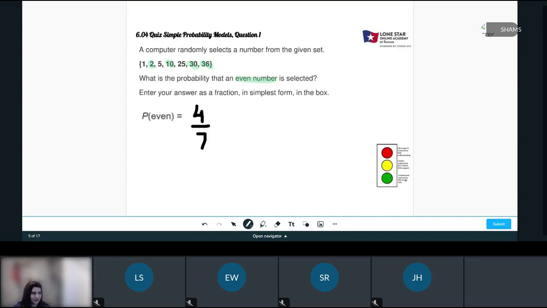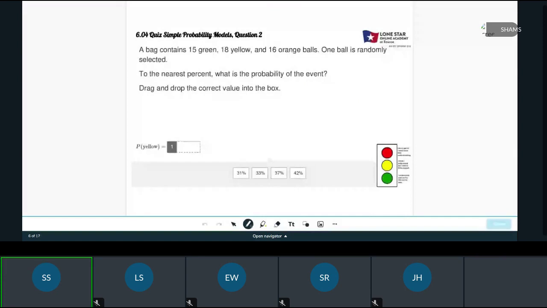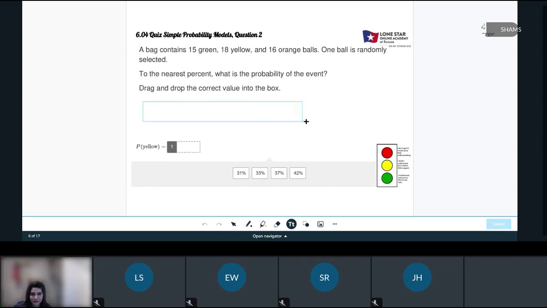Question 2. When I looked at question 2 from my teacher end, I saw it allowed you guys to use a calculator. Is that true or is that not true? From my teacher side, it showed me a little calculator icon. So I'm thinking it allows you to use a calculator. In this question 2, they're telling you that there's a bag containing 15 green, 18 yellow, and 16 orange balls.